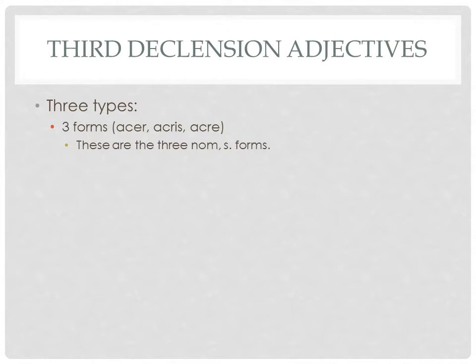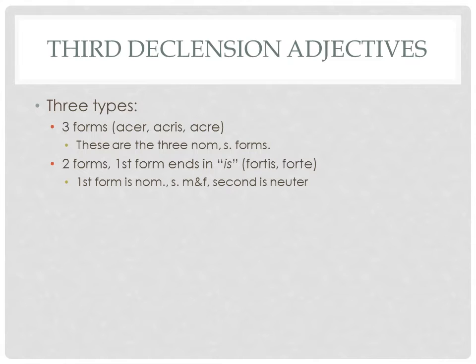The second type that we might see is going to be one with two forms, where the first form ends in the letters is. And so this might be a word like fortis, forte. Now when we see these, it changes a little bit for us. That first form, fortis in this case, is going to be the nominative singular, both masculine and feminine. But the second form we see there is going to be the neuter form. So fortis, forte here, fortis is going to be the masculine and the feminine nominative singular. Forte is the neuter nominative singular.